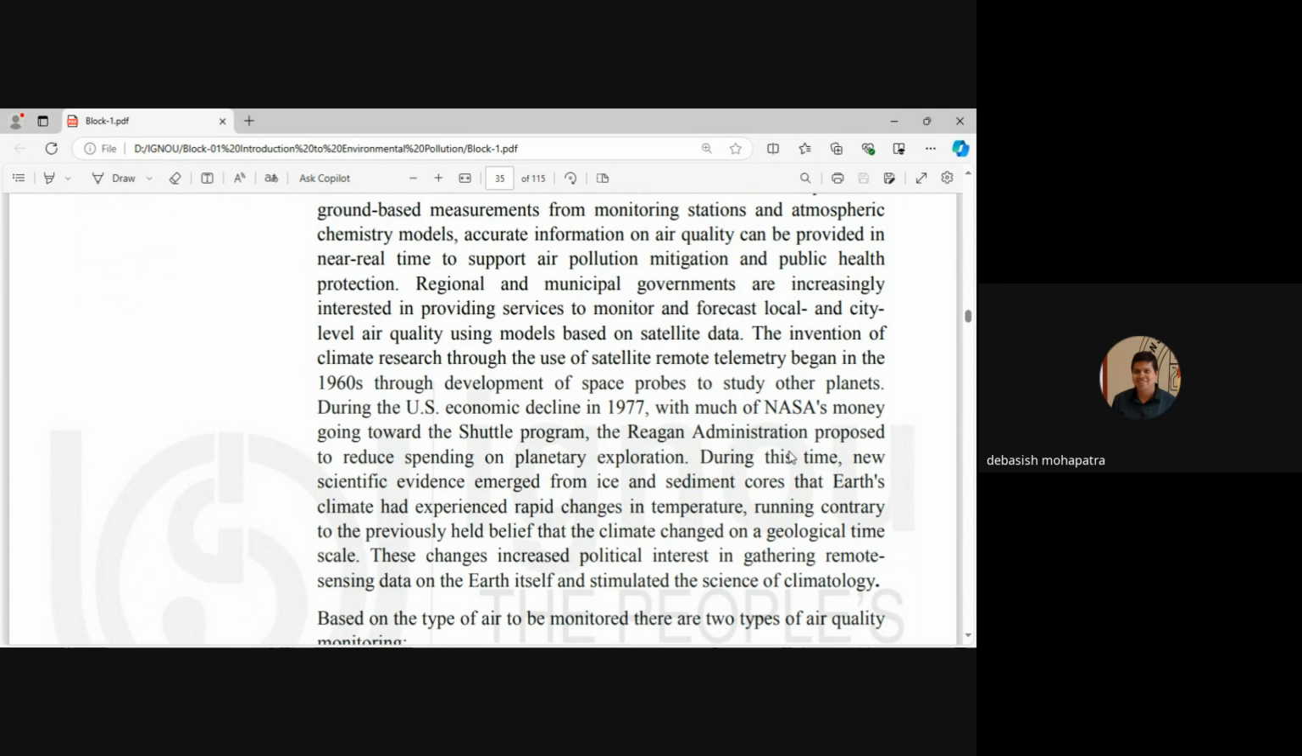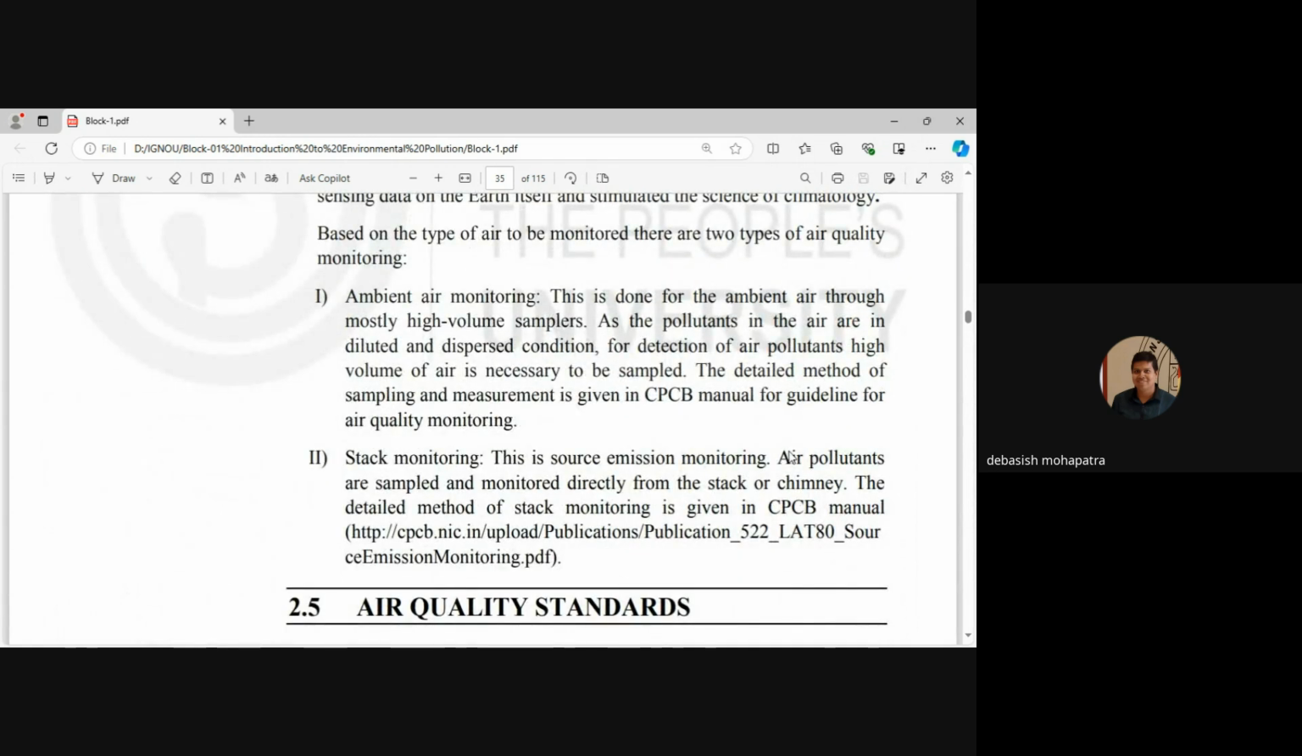So when scientists came to know that the climate of the Earth is drastically changing, the program to explore space was dropped and efforts and monies were spent on how to explore our own planet. These changes increased political interest in gathering remote sensing data on Earth itself and stimulated the science of climatology. That's what we call climatology.